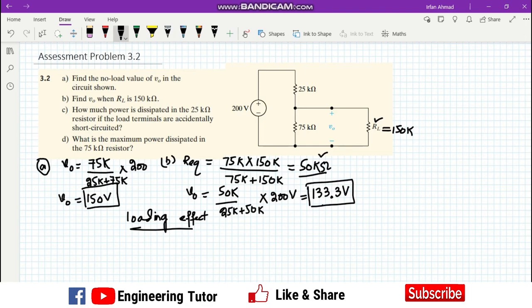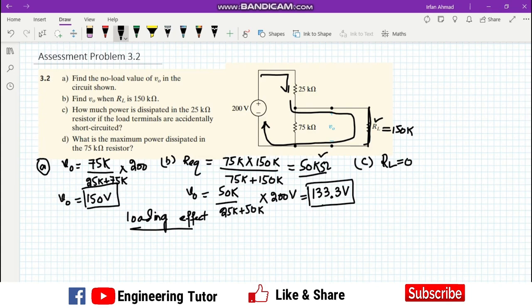So now this one: how much power is dissipated in the 25 kilo ohm resistor if the load terminals are accidentally shorted? When the load terminals are shorted, it means RL is 0. When this terminal is shorted, all the current will come here and follow this route, because the current follows a path which has the lowest resistance.